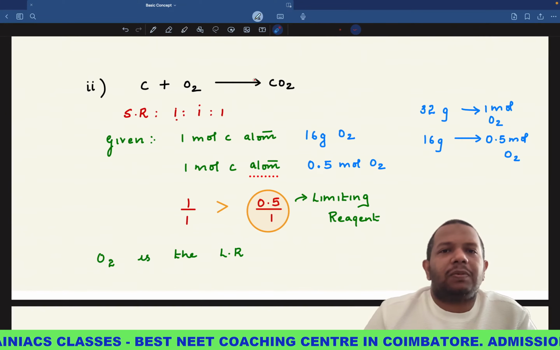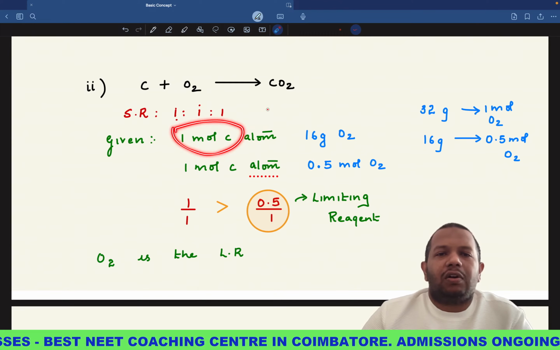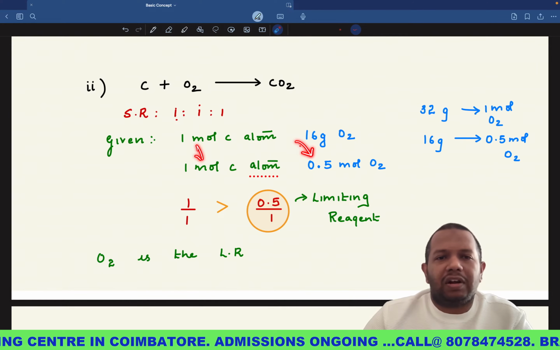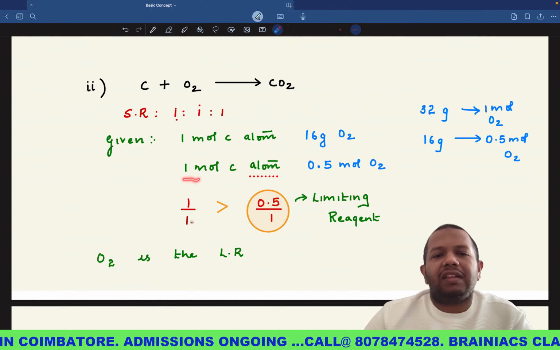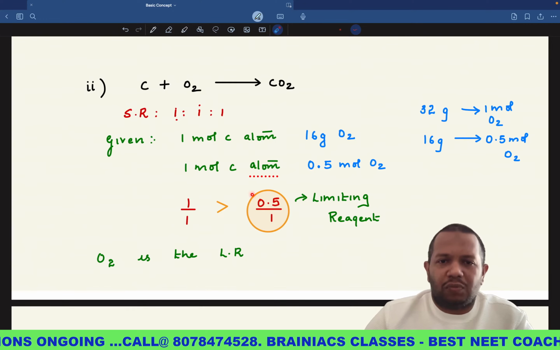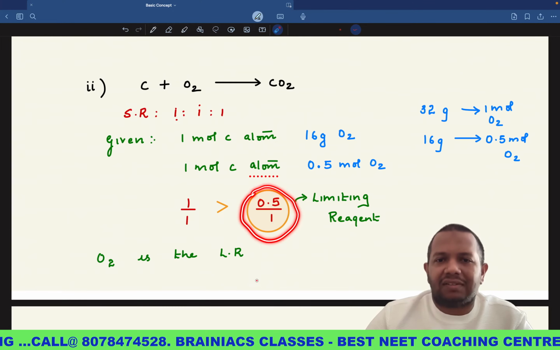One more time, I am explaining. Write down the given quantity. If mass is there, convert that to the respective mole. Here it is already in mole. Then divide by the respective stoichiometric coefficient. Here both are 1. After that, check which one is the lesser number. So here this is the lesser number.